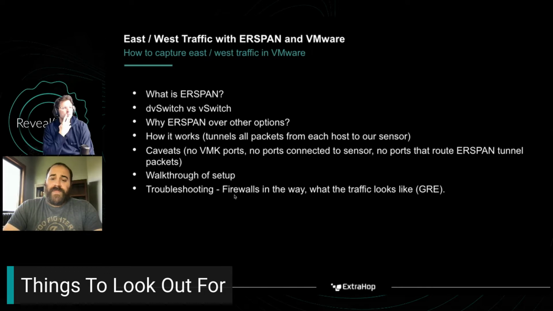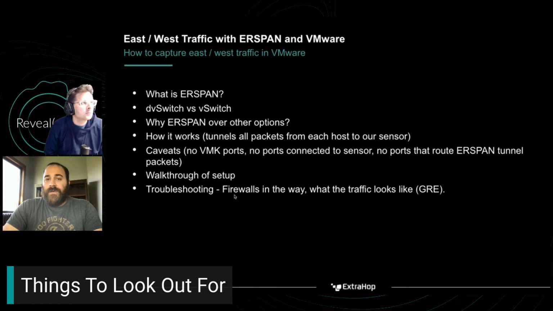Basically, what you're doing is, as I mentioned before, each host uses its VM kernel 0 port. I'm thinking that's the only one it uses, but for best practices, we're not going to use any VM kernel ports in our ERSPAN. Just not good practice at all. But basically what happens is the host on that VM kernel port spins up a GRE tunnel to your sensor, and each host does that.